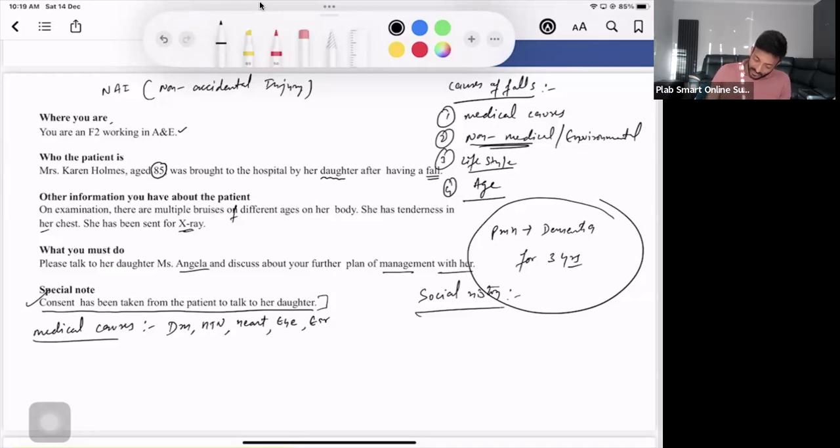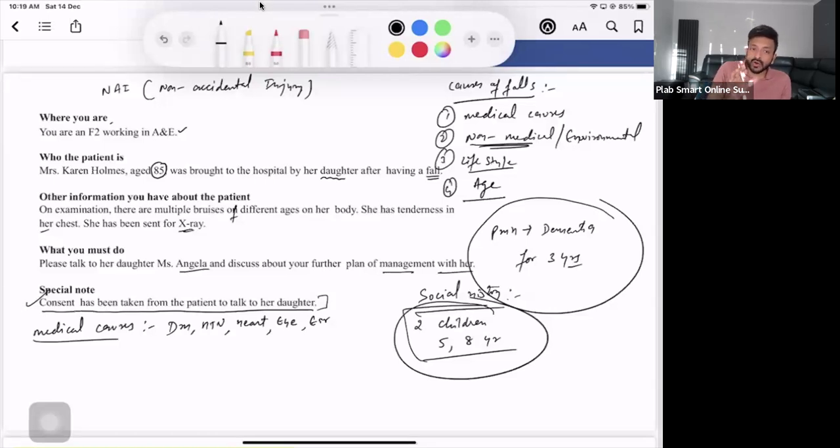So I need to see who else is there in the family. Maybe there is somebody else who can be the reason for this. Or maybe if I take social history I find out she's got two children as well. If I ask the age of the children and they are 5 years and 8 years, now, if, for example, you feel the daughter is responsible for the abuse here, can she abuse two children as well? Yes. So that is why in most of the ethical stations, taking family history is very important. The psychosocial history is very, very important because you are not only managing the patient, Karen Holmes, who's 85 years of age, you're managing any other person at home who can also be a victim of abuse. So this is very, very important.